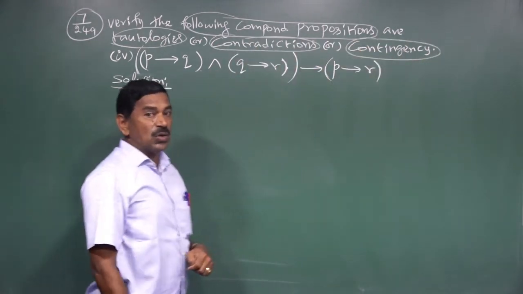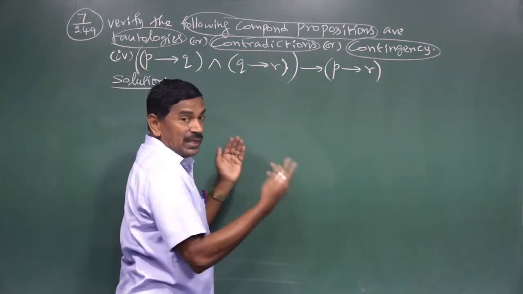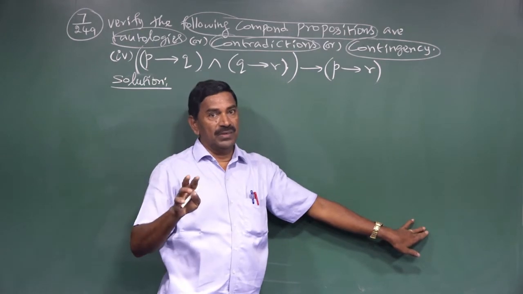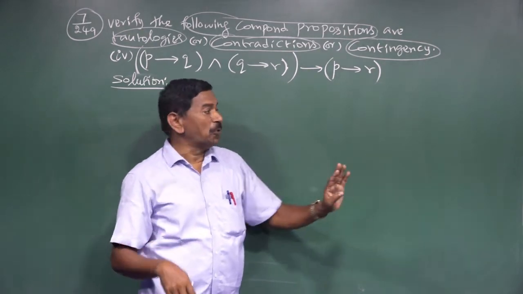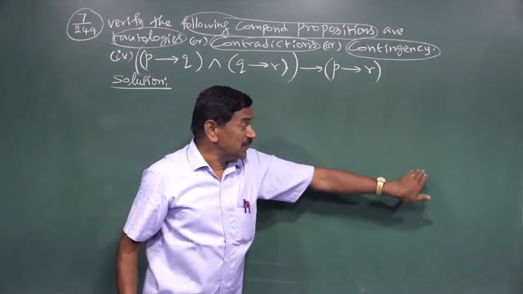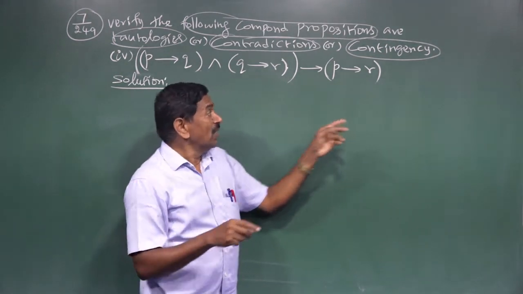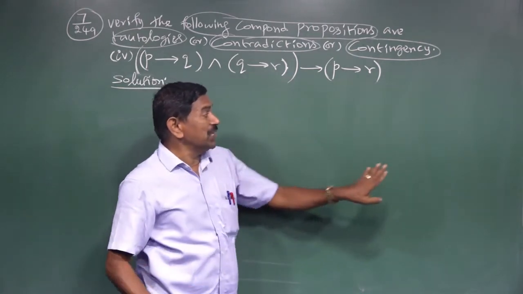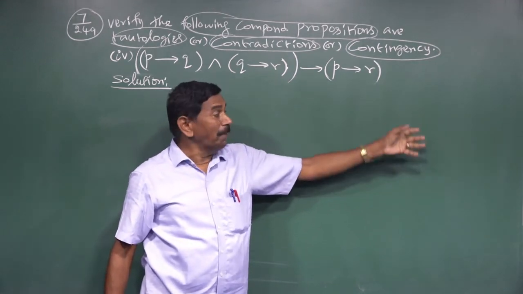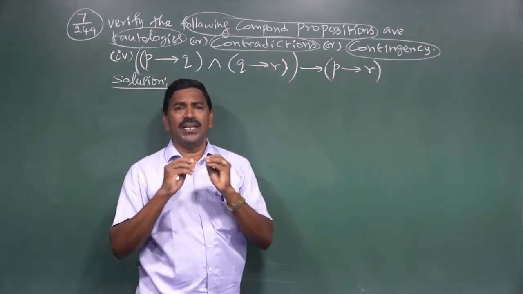First of all, what does tautology mean? We construct the truth table, and if the last column is fully true, true, true, true, true, then the statement is a tautology. Suppose we construct a truth table in which the last column is fully false, false, false, false, false. Then the statement is said to be a contradiction. Sometimes the truth table has true, false, false, true, true, true, false, likewise. So true and false are mixed, which is a contingency. That's all. It is a very simple concept.